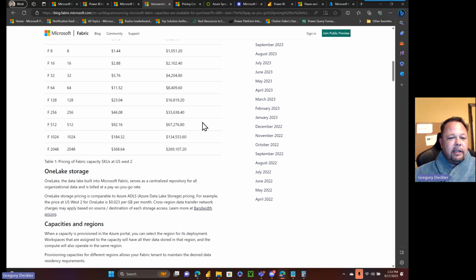So the interesting thing is that if a P1 SKU is equivalent to an F64 and all premium SKUs are upgraded automatically to Fabric, then who would ever buy this SKU when you're going to pay two to three times more for it than what you get with a P SKU? I've got to believe that Microsoft is going to at some point retire those P SKUs or put a cutoff date on them, because nobody's going to want to pay two or three times what they're paying now for the same thing.